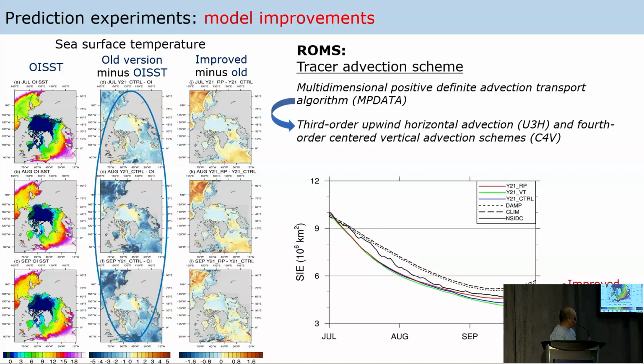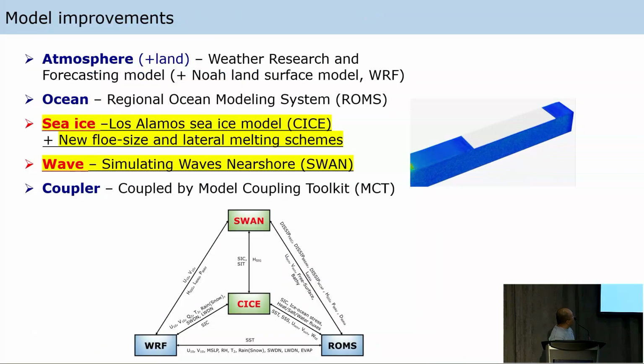And because of this improvement, we end up with this. You see the old version and the improved version, and this is the predicted ice extent. So you see the improved version corrected this delayed ice recovery issue in the old version in late September.